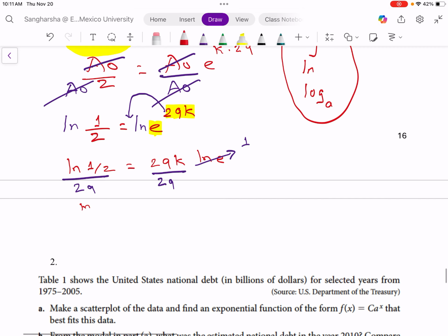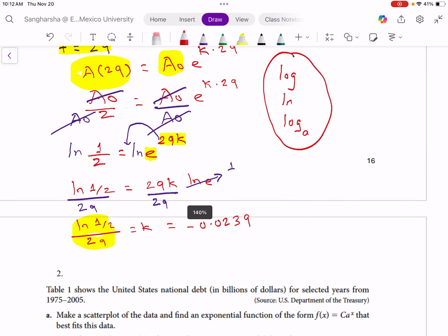So ln of 1/2 divided by 29 is our k. And if we use a calculator for this expression, we get negative 0.0239. So this is our value of k. If you need help getting this number using your calculator, let me help you. Make sure you put parentheses for 1/2. So type ln, make sure you are using ln, parenthesis 1/2, divided by 29, and you must get negative 0.0239.